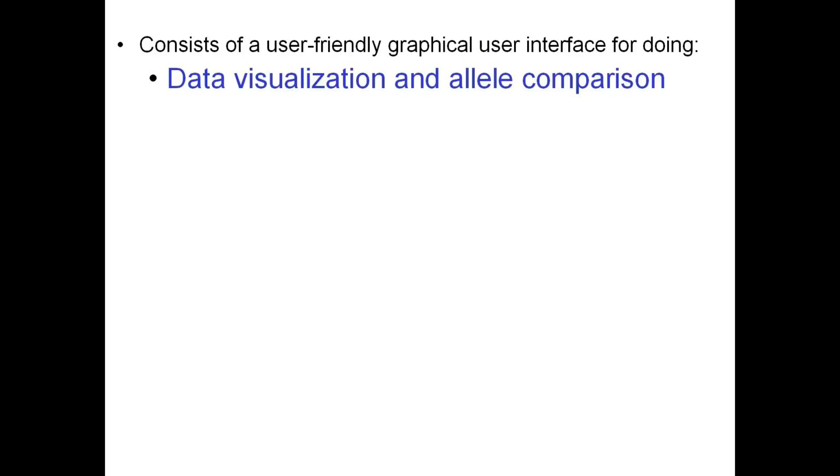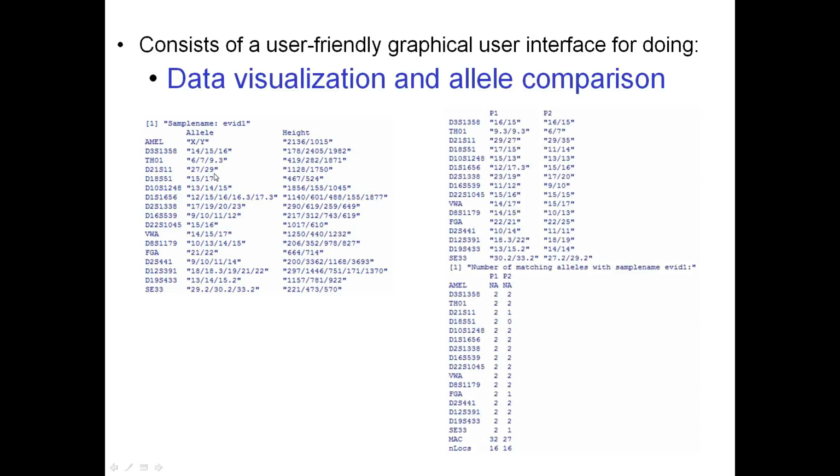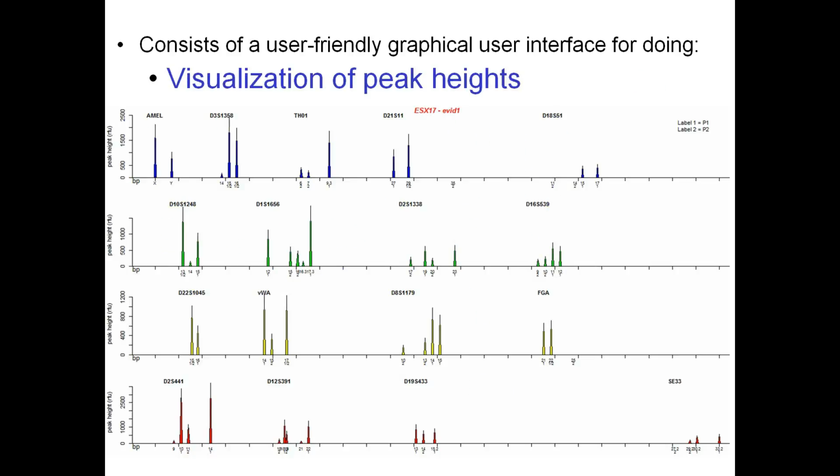So first of all, it contains data visualization and allele comparison. So for this evidence profile here, you can see all of the imported data, alleles, and the corresponding peak heights. And also for the references, all of the alleles, and also a quick comparison with the number of alleles which are included in the evidence, with the total sum here. The visualization of the peak heights is carried out in an EPG-like plot like this, where all the references are labeled, denoting which alleles they are having. So for instance, 1/2 means that they share one allele.